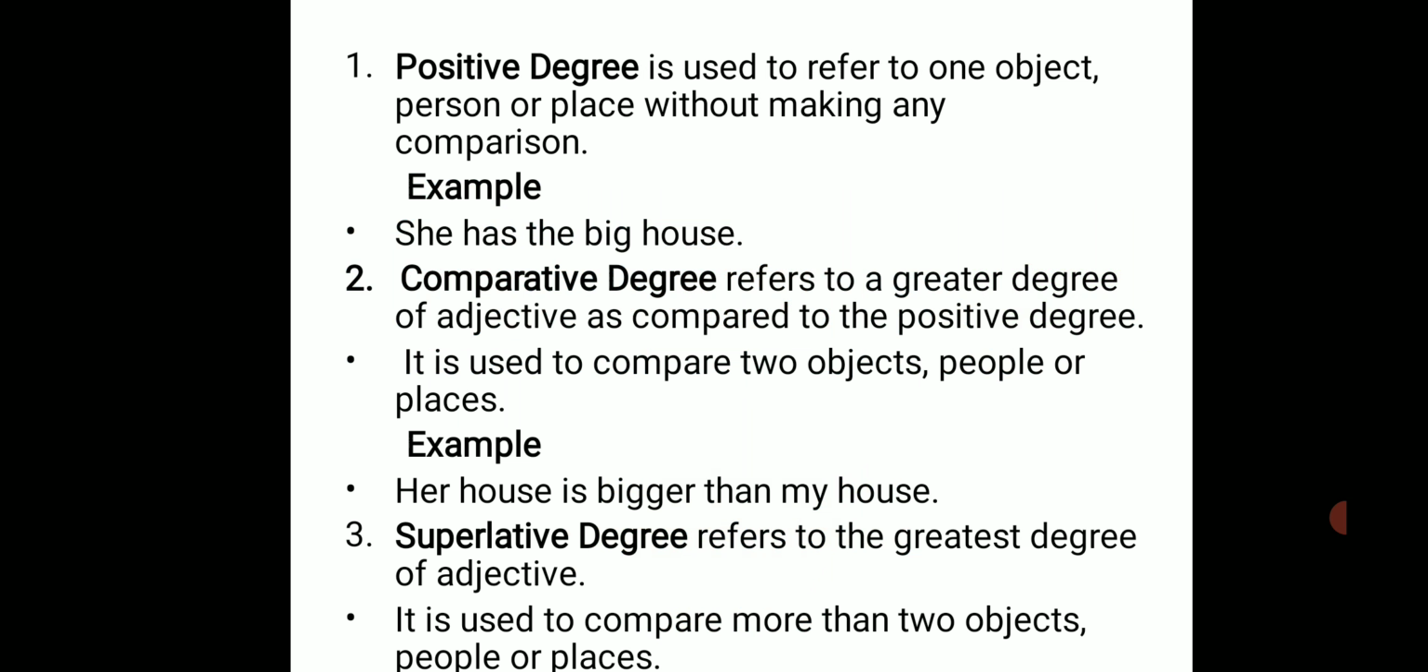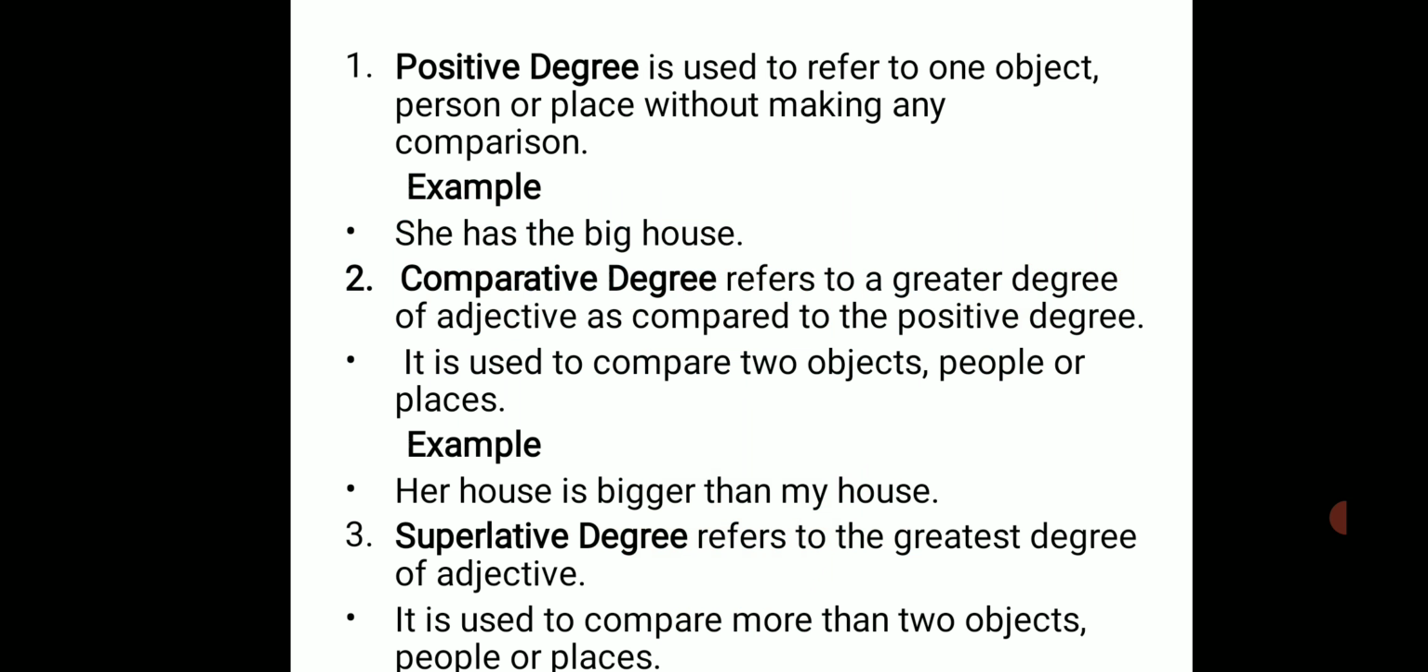Let's see how they can be used. A positive degree is used to refer to one object, person or place without making any comparison. So that is positive degree. For example, she has the big house, or she has a big house. No, there is no comparison. There is only one person and one thing to talk about.